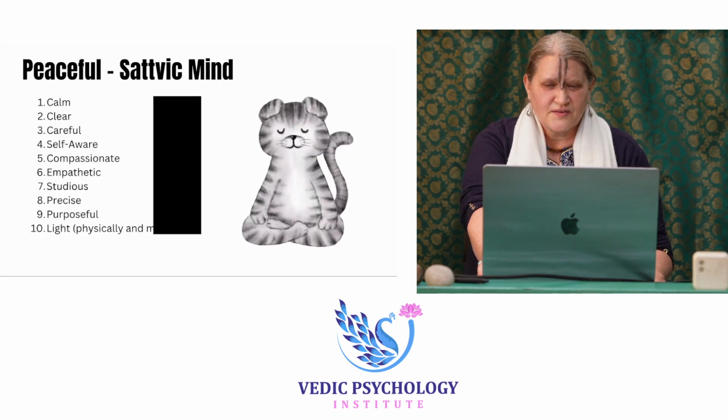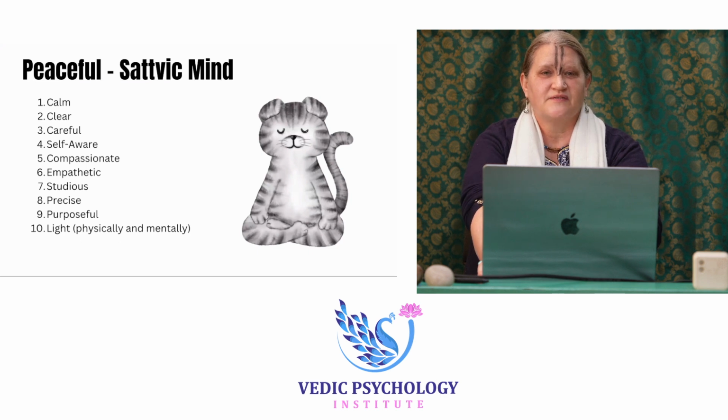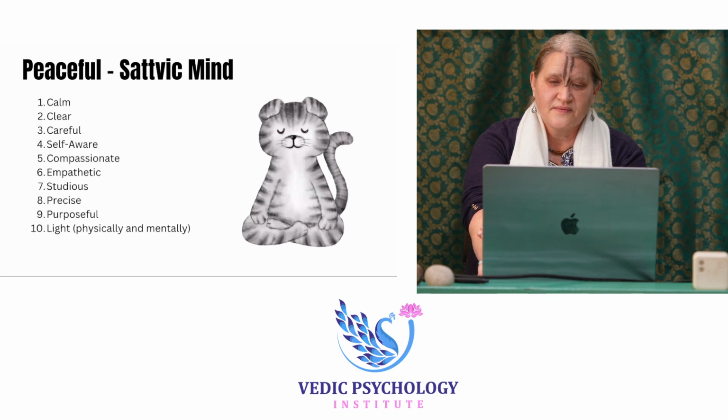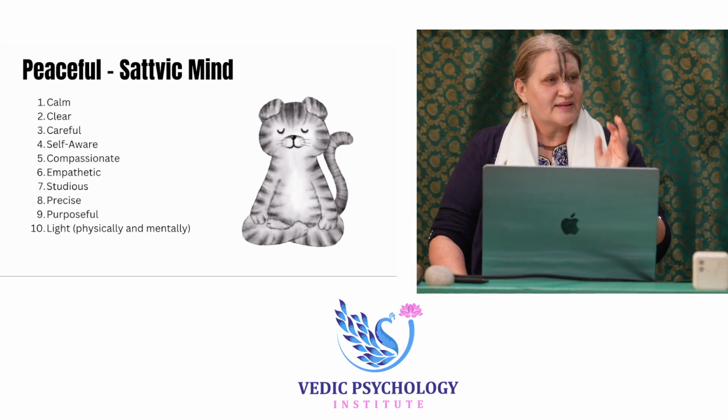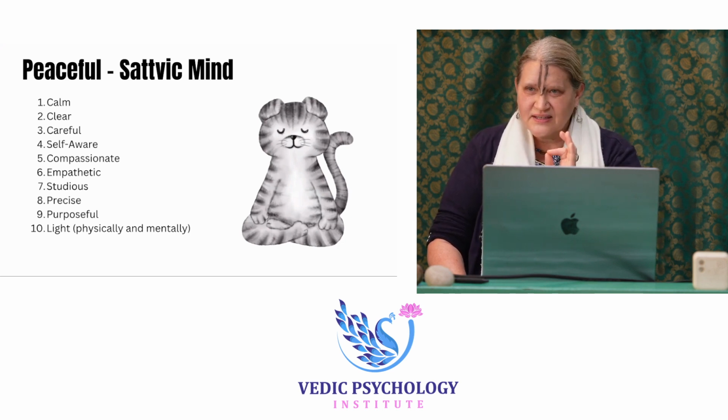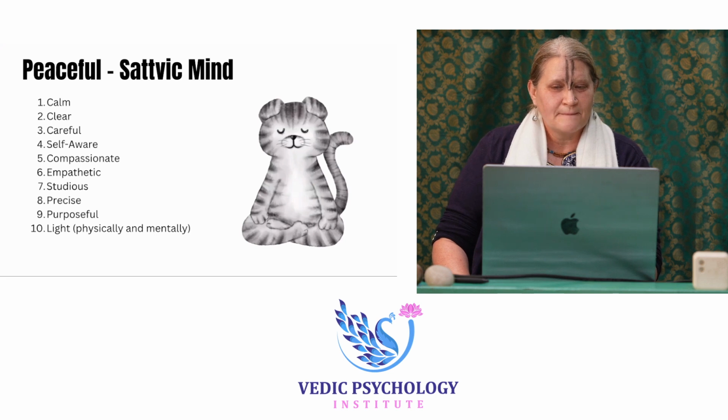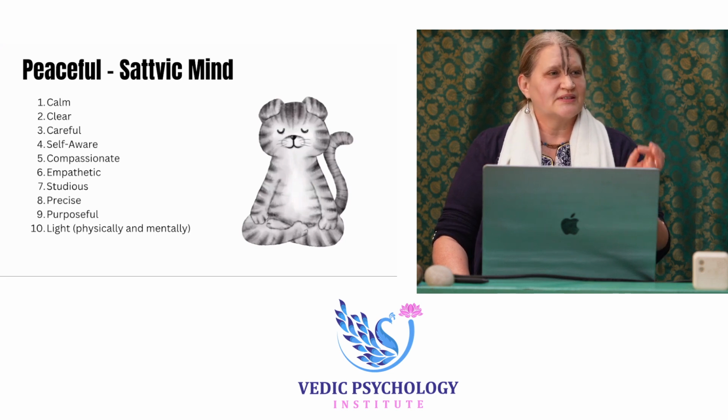Okay? So here are some qualities of a sattvic mind. Calm, clear, careful, self-aware, compassionate, empathetic, studious, they like to study, precise, clear and precise. You know, when they ask a question, it's short, to the point, clear. Or when they make a statement, they know what they want and they can say it in a clear, precise way. And purposeful.